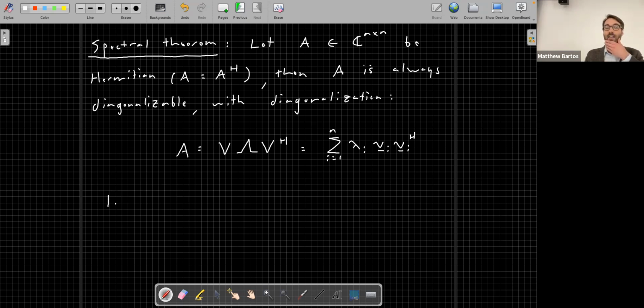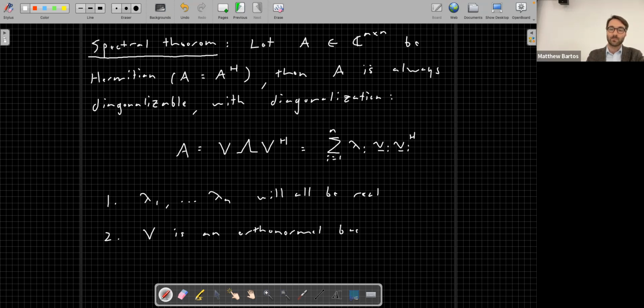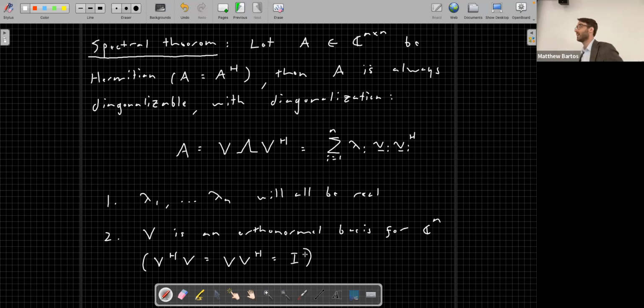One is that the eigenvalues from lambda 1 through lambda n will all be real. And two, V is an orthonormal basis for C^n. So in other words, V is unitary. So if we have V Hermitian V equal to V V Hermitian equal to the identity matrix. Okay, so V is unitary. So this is really the best case we can get.